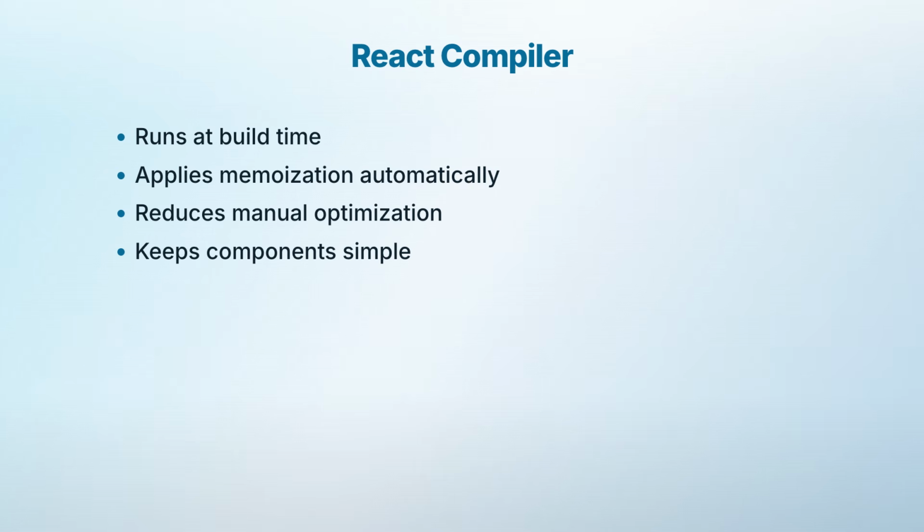That's where React compiler comes in. It analyzes your components at build time and automatically applies memoization where it's safe to do so. Instead of manually adding memo, useMemo, or useCallback, much of that work is handled for you. The goal isn't to change how you write React, it's to reduce the need for manual performance tuning. You focus on writing clean, simple components, while most of the optimization happens automatically behind the scenes. Let's see how that works in practice.